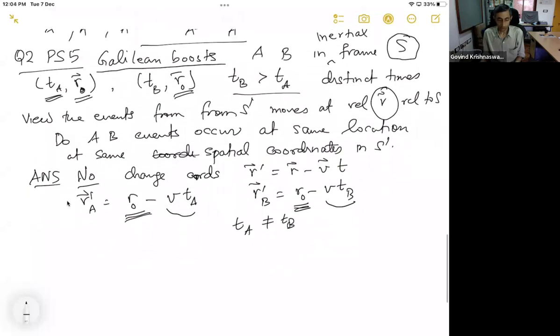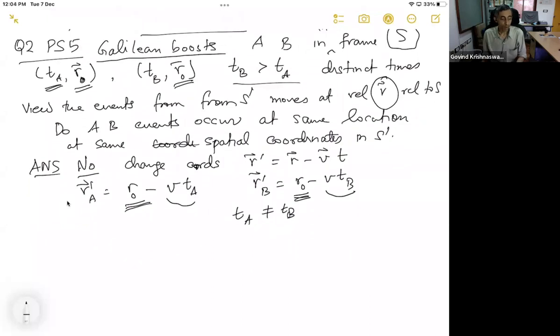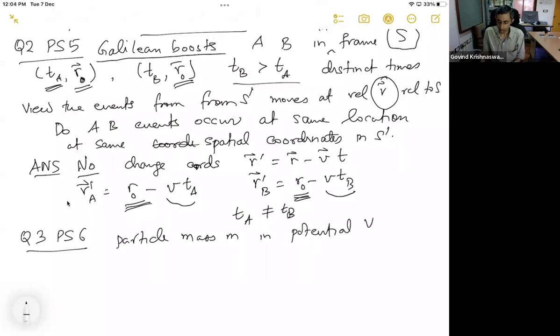Okay, if not, let me go to one more question. I mean, there are several questions, but I just want to highlight two or three, and probably will address others at other time. Let me go to question 3 of problem set 6. Yeah, question 3 of problem set 6. And this was concerning a particle of mass m in potential V of R.